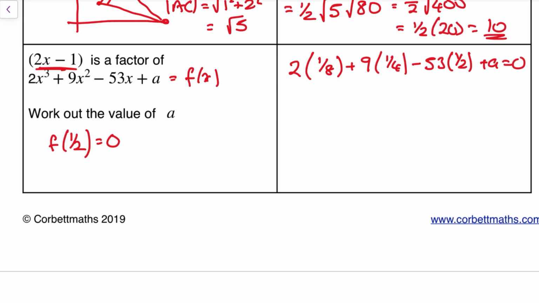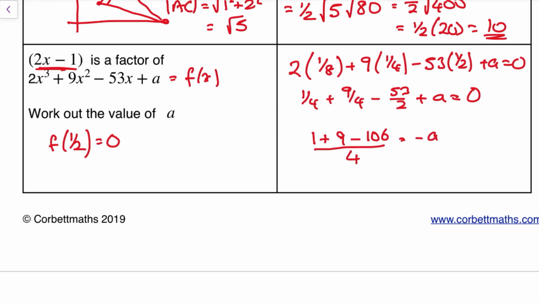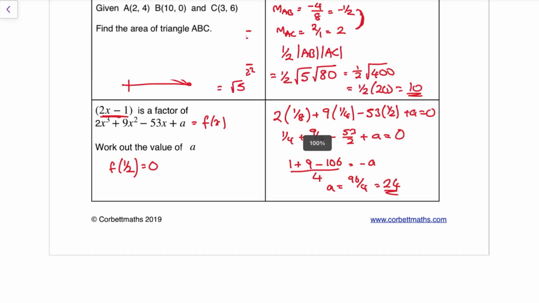Let's tidy this up. So 2 eighths is a quarter, 9 quarters is 9 quarters, and 53 times a half is minus 53 over 2, plus a is equal to 0. This could be a non-calculated question, so make sure you're okay with this. So I'm going to convert the whole thing to quarters. So it means that a is going to be 1 plus 9 minus 106, 53 times 2, divided by 4, is equal to minus a, because I've moved it to the other side. 1 plus 9 minus 106 is minus 96. So therefore, a is equal to 96 over 4. Got there eventually, is equal to 24.